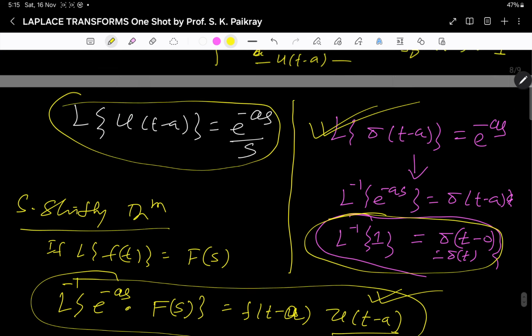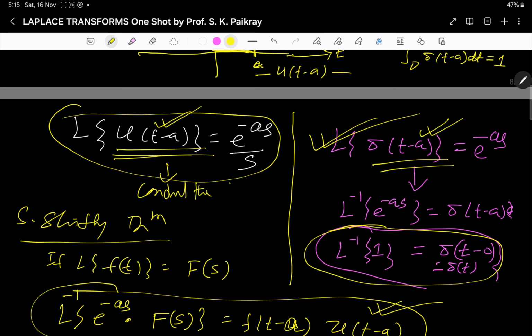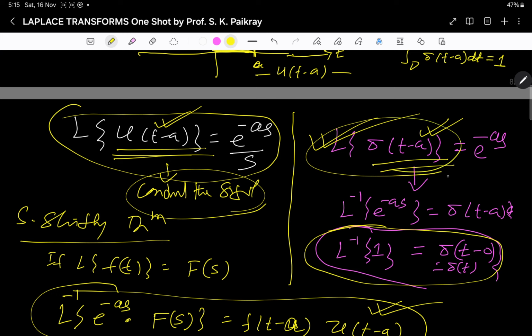And I will tell later on in a separate lecture about the unit step function and Dirac delta function. These are engineering functions. This function is used to control the signal, right? And this function is used to deal with a very high force at a particular point. So I will tell the details in a separate video.